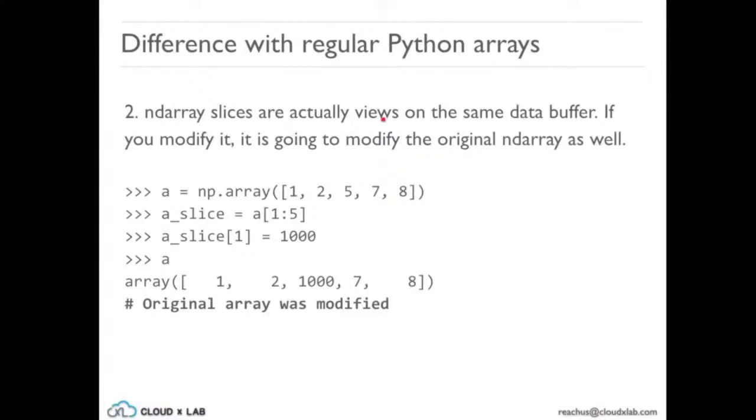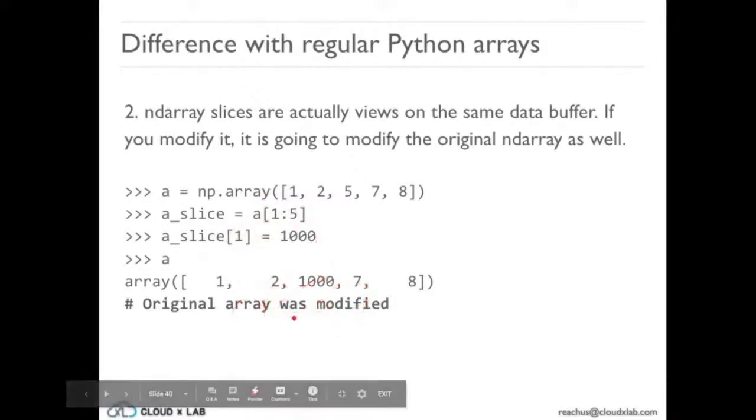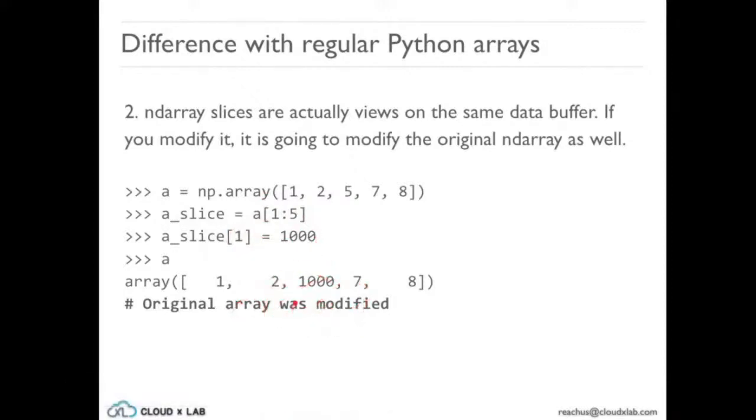For example, if I define an array and a slice of it, a comma slice, and if I change the value of the slice, the value is going to also change in the original array. So we're going to see this actually happening. The value over here is given. I think it should be a comma 3.